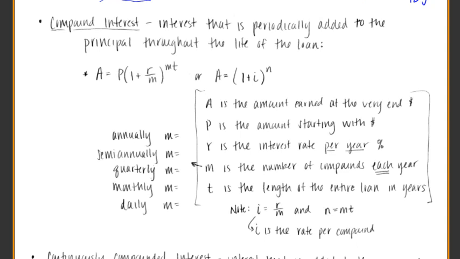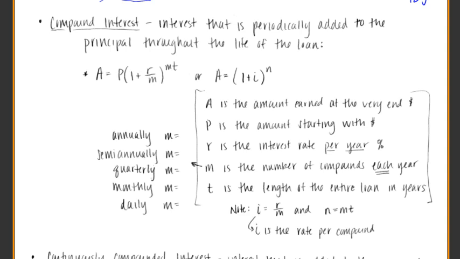Okay. Compound interest. This is more realistic because, let's say you're going to borrow money from the bank, or you're even going to let the bank borrow money from you, in the sense that you have a savings account or a money market account. What compound interest does is, instead of them applying interest one time throughout the whole loan, they're going to apply interest periodically throughout the loan.